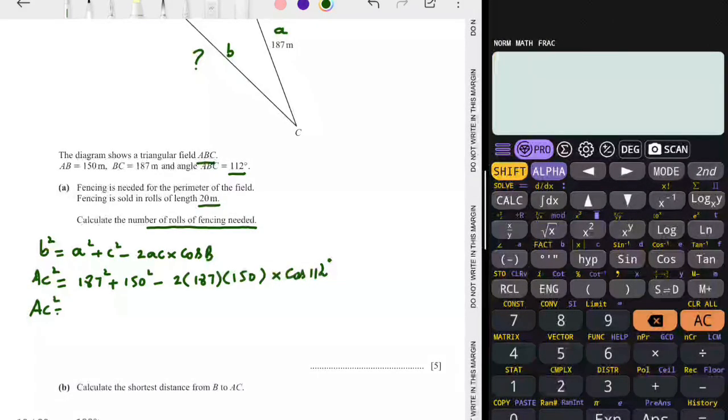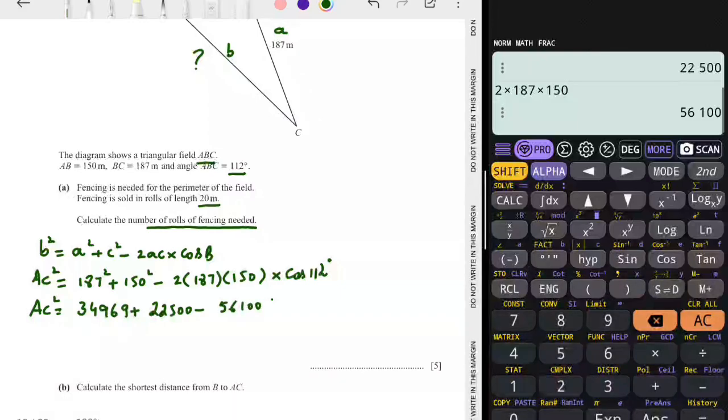AC square is equal to the square of 187, that is 34969, plus the square of 150, which is 22500, minus 2 times 187 times 150 times cos 112. This is equal to minus 0.3746.